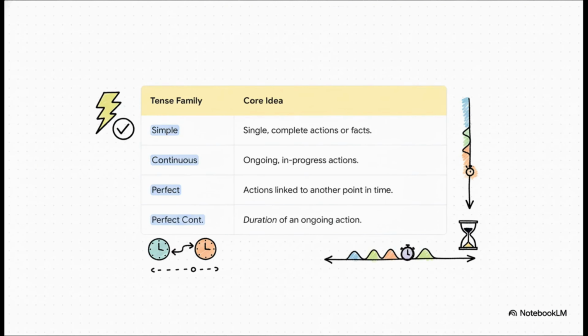And this right here, this is the whole system in one simple chart. The simple tenses, they're for single, complete actions. The continuous tenses, they're for actions that are in progress. The perfect tenses, their job is to link 2 different points in time. And the perfect continuous tenses, they have one job and one job only, to talk about duration, how long. Once this clicks, you're not memorizing 12 rules anymore. You're just choosing the right tool for what you want to say. It's all about logic.